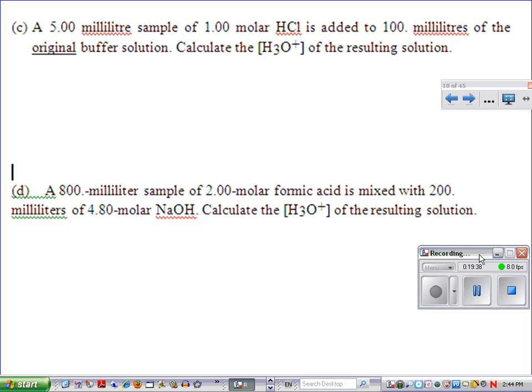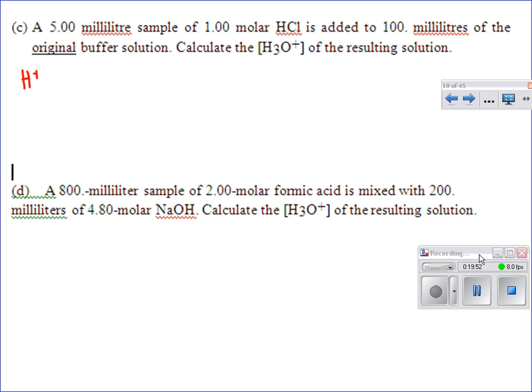A 5 mL sample of 1 molar HCl is added to 100 mL of the original buffer solution. Calculate the H3O+ of the resulting solution. So again, what are we doing? We're invading a buffer, and what part of the original buffer is it going to react with? The formate, right? Don't worry about it. If you took the first H off, it doesn't matter. If you did COOH negative, that's okay. And that's going to make our formic acid.